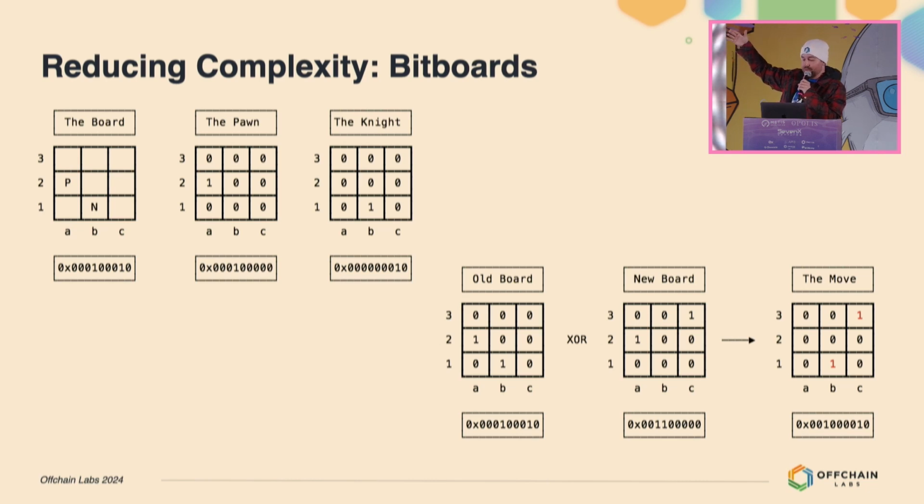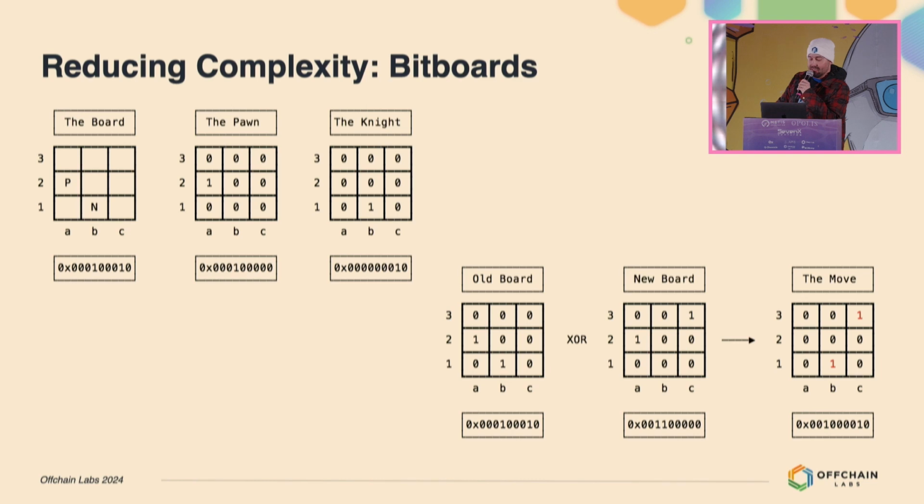And then you can validate, for example, on the lower right, you can see there's an old board and a new board, and how do you track which one moved? You just XOR the old board with the new board, and you get the diff, which tells you that the knight moved from B1 to C3. Again, if you want to review this, there are lots of resources online, lots of great YouTube videos.